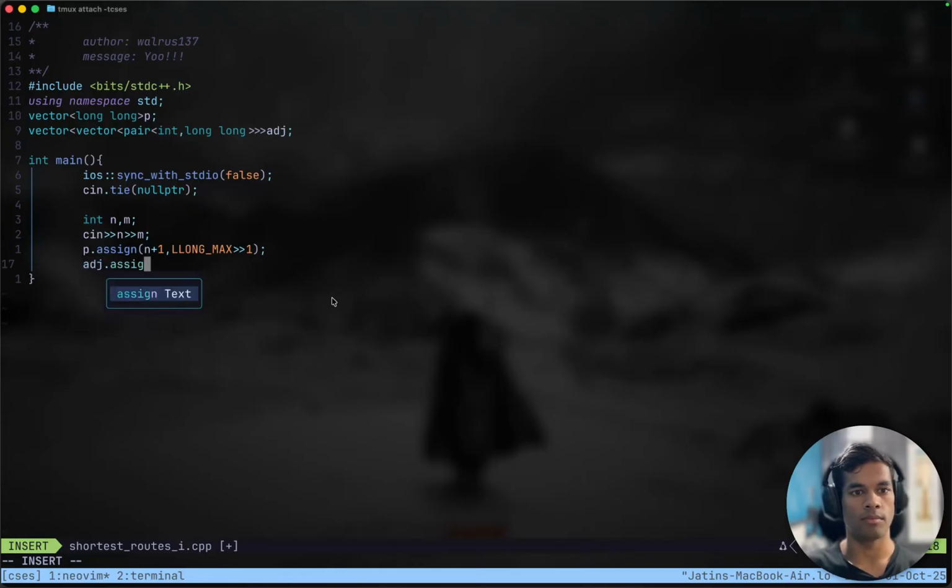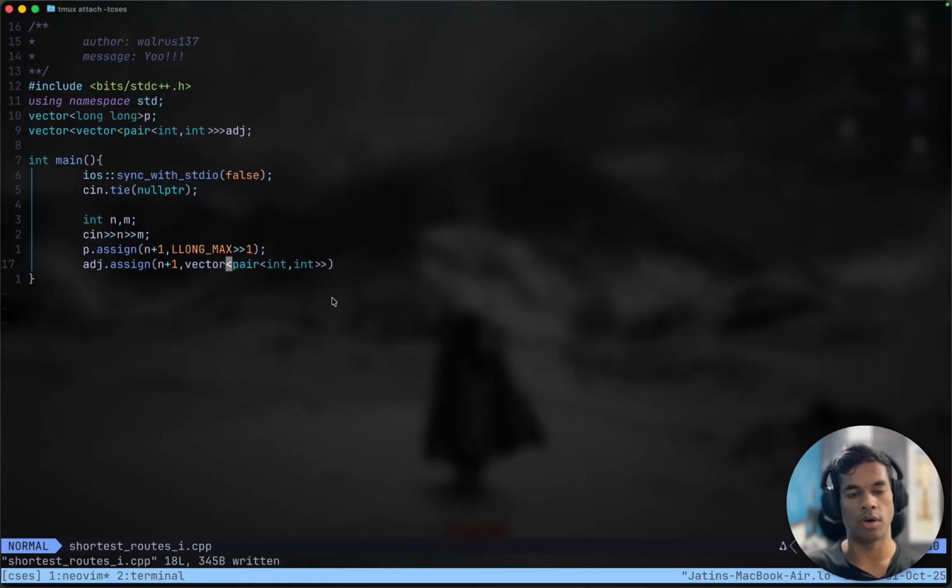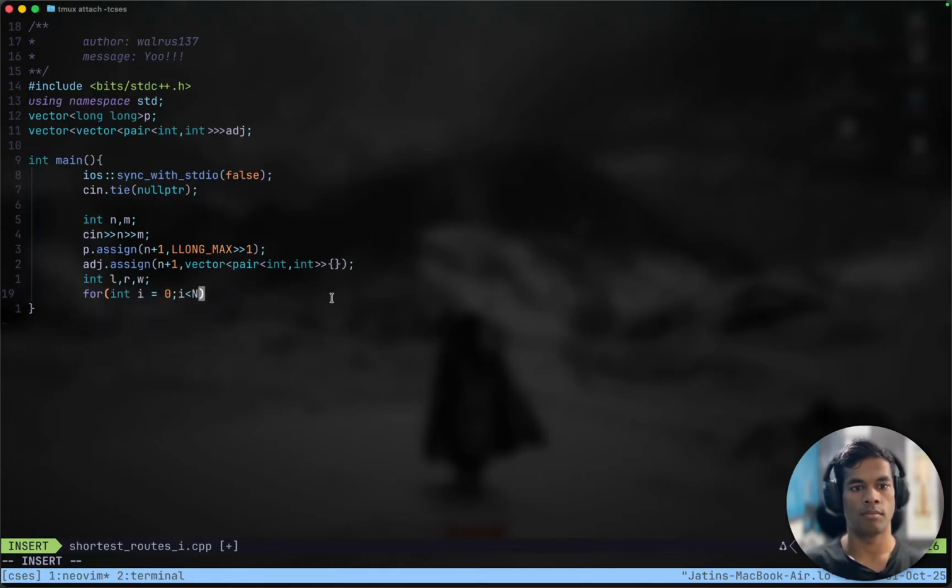And now adj dot assign size n plus 1 for each node, and internally vector pair for int long. And let's take some risks and substitute long with integer, because whenever we are adding this weight to something, we are only adding this weight to the path which is already long. So there shouldn't be any problem because of that. And with that, L R W less than N R plus C in L R W and ADJ L dot push back R with weight W. Shit, and this was directed.